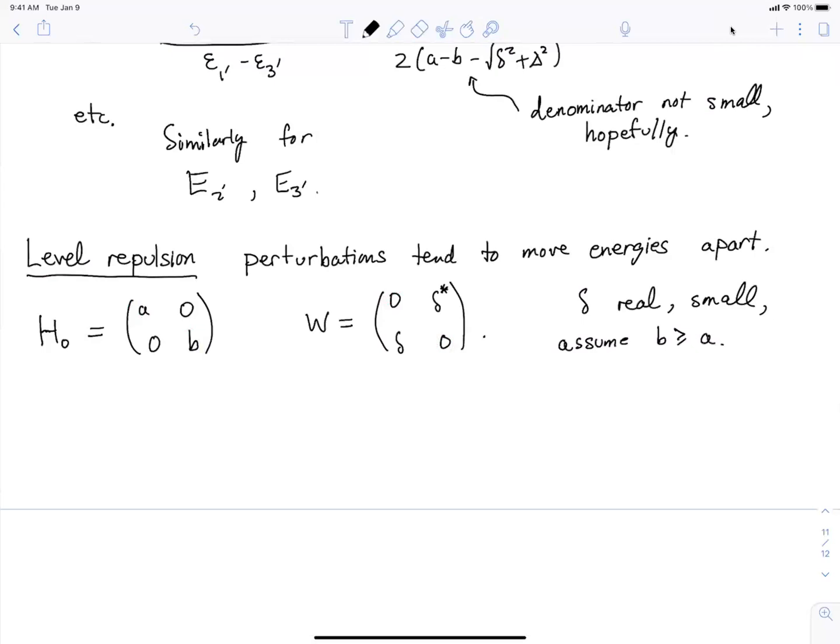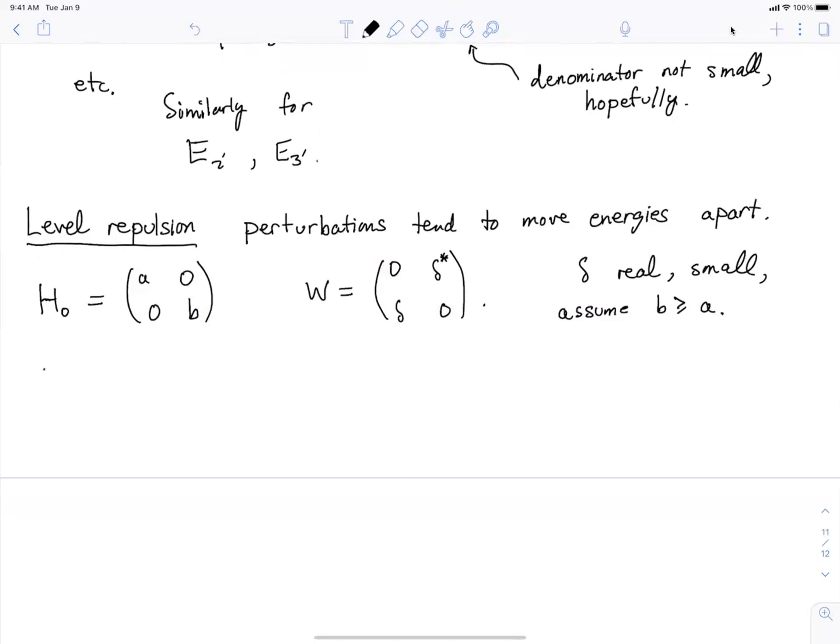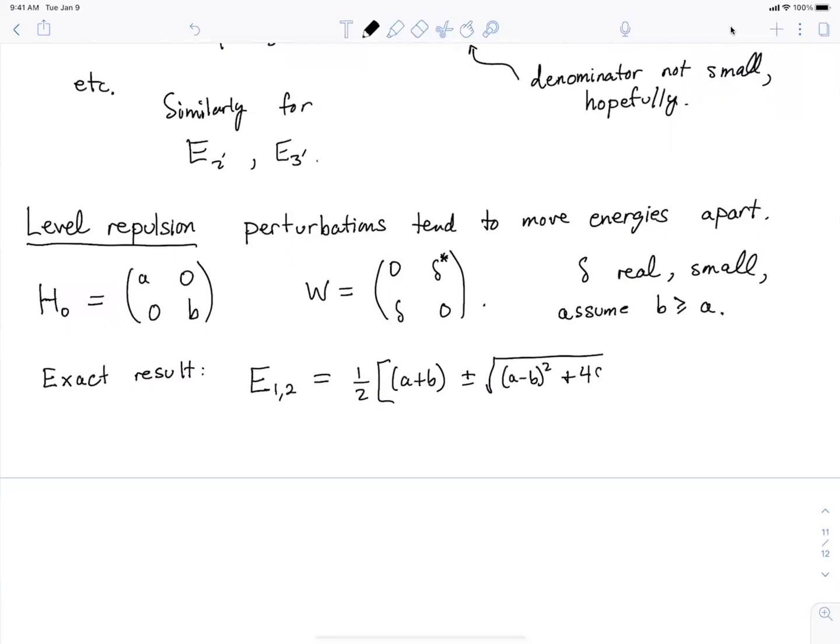And that's very general too, because if it wasn't true, we should just interchange the two states and then it would be true. Okay, so we can assume B is larger than A. And in that case, before doing any perturbation theory, we can just write down the exact result by solving the eigenvalue problem. The two exact eigenvalues are 1/2 times the sum of A plus B, plus or minus the square root of their difference squared, but also under the square root is 4 delta squared.